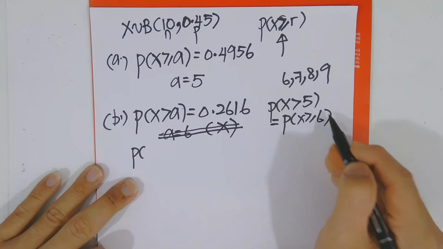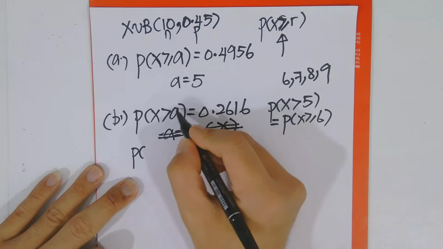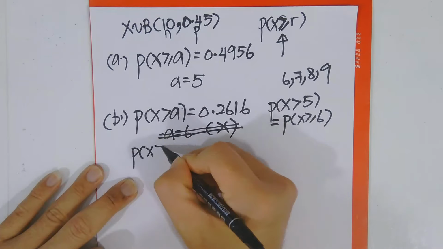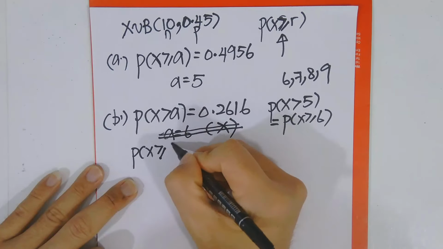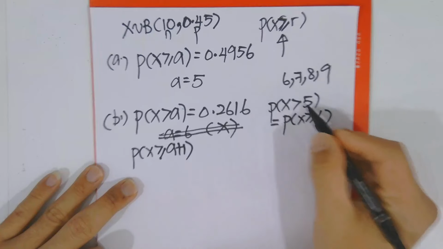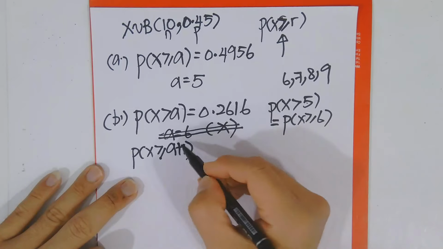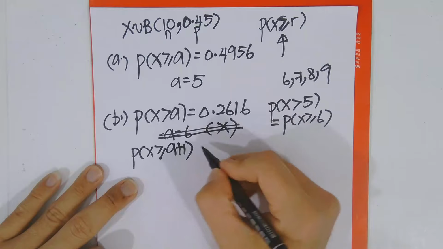It will be add 1. So it means that if it's greater than A, and I want to write it as at least, then for A I have to go and add 1. That's the meaning here. 5 here will be 6. This is always an extra 1, okay, plus 1.